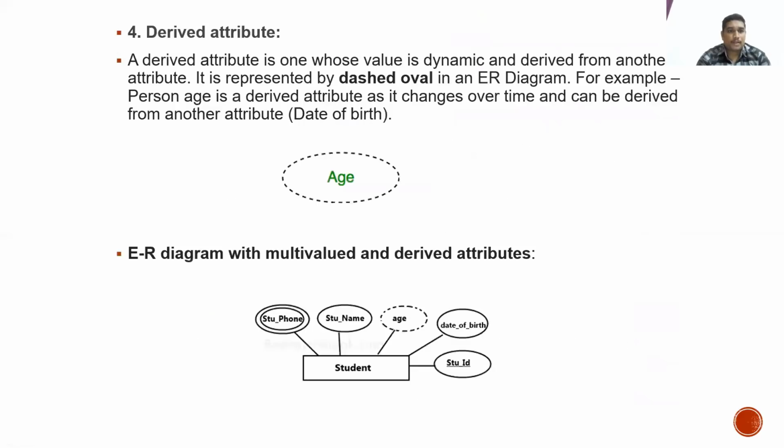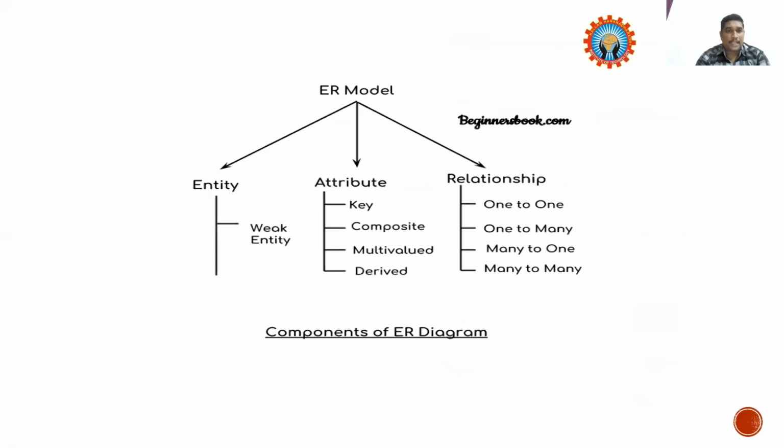Okay. Next, coming to this model, it is an ER model which consists of entity, attribute, and relationship. This is called a weak entity. They have a key entity, whose attribute is called a key attribute, composite attributes, multi-valued attributes, and derived attributes. In the next class we will discuss the relationship. In that we have four types: one-to-one, one-to-many, many-to-one, and many-to-many.